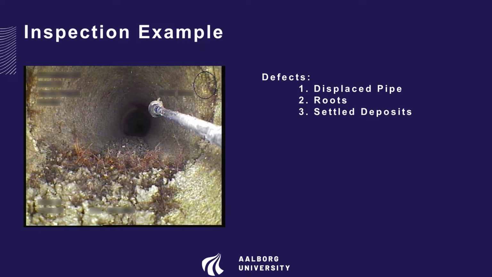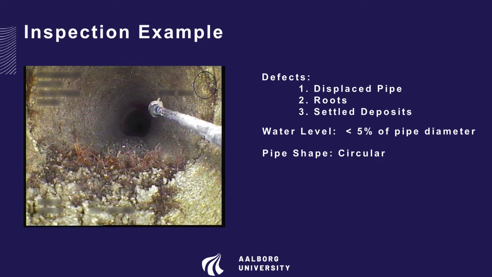Not only are there 3 different defects within this image, there is also the water level, which in this case is 0. Then there is the pipe shape, which is circular, and then there is the pipe material, which is concrete. Instead of having separate networks inferring each of these tasks, we investigate using multitask learning, specifically multitask classification.